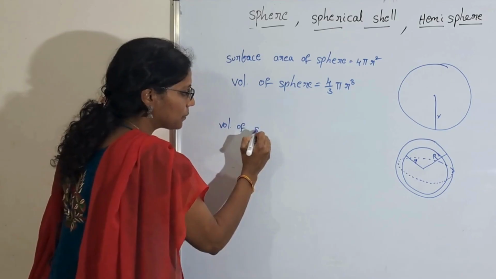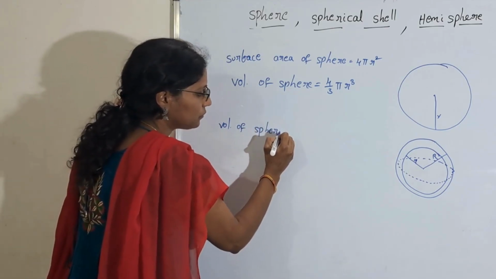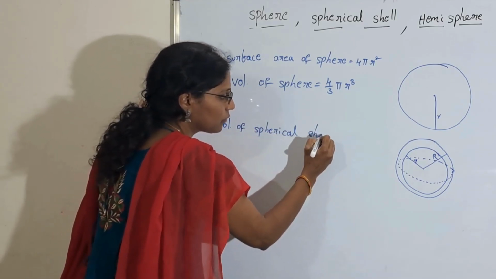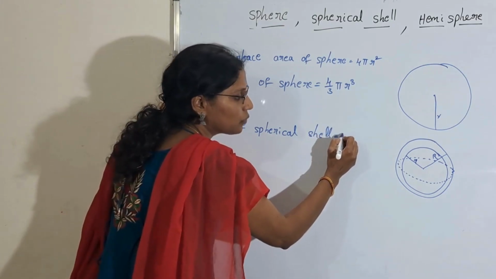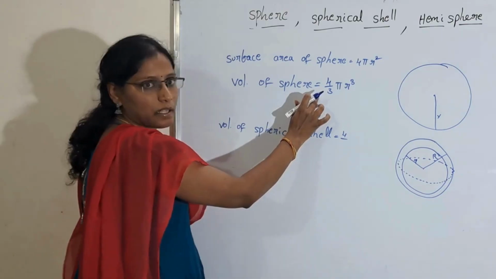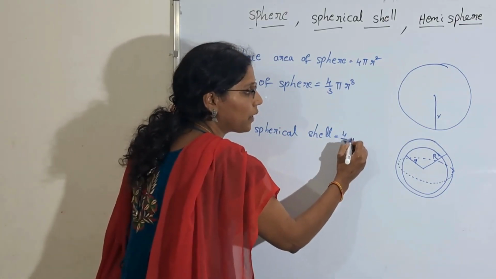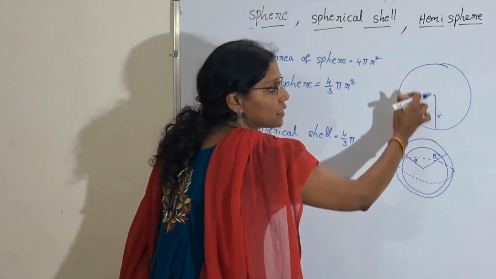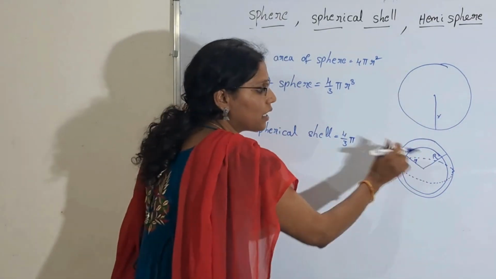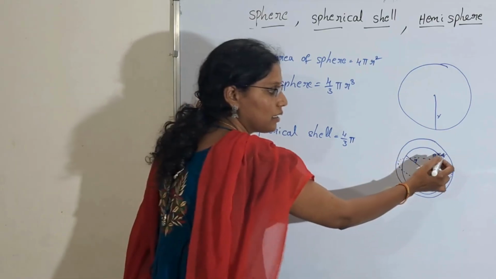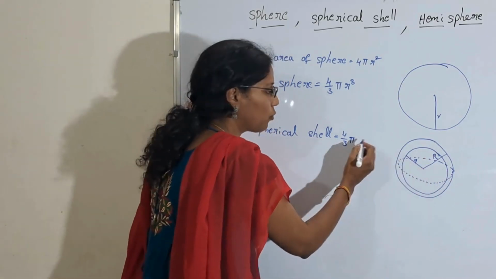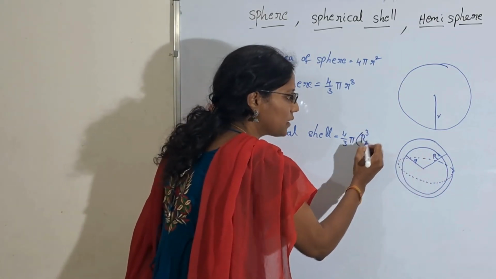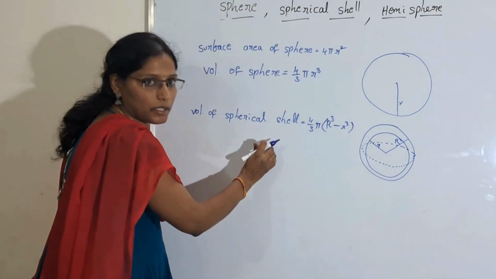Volume of spherical shell is equal to, what is the volume of the sphere formula? 4 by 3 pi r cube, because for this sphere the radius is r. Here how many radii do we have? Two radii. One is capital R and one more is small r. We have to take the difference, capital R cube minus small r cube. This is the volume of the spherical shell.